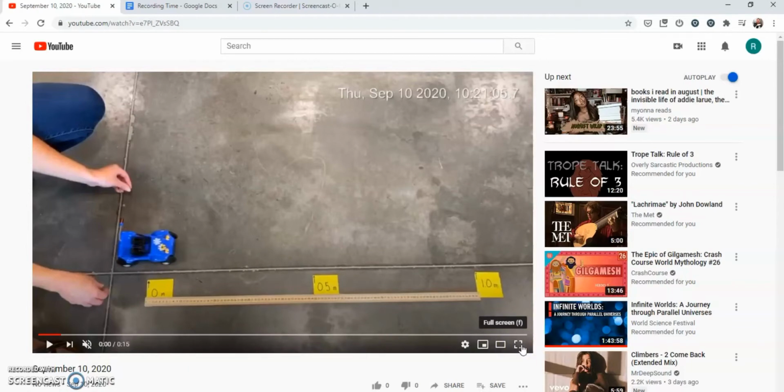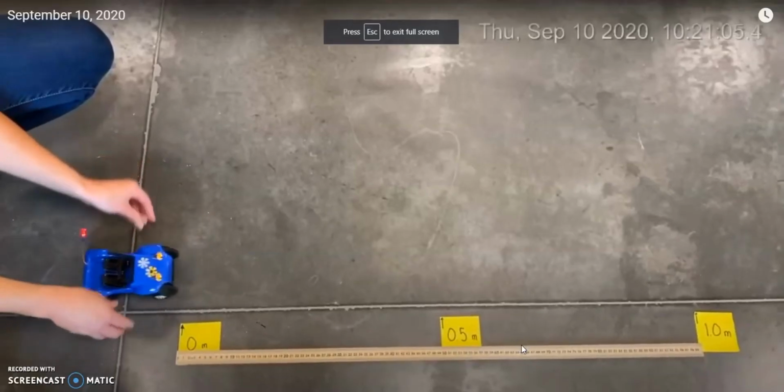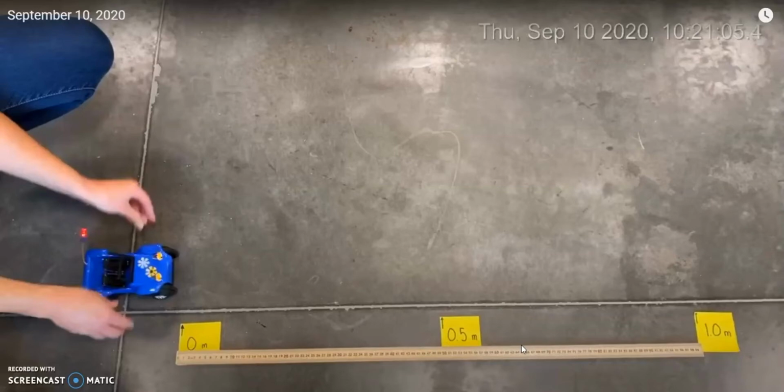A really useful tool, and you're going to need to use this, is that in full screen mode in YouTube, we can play around with the frame rates. So let's do this. Right now this is the very start of the cart moving, and we can see in the timestamp it starts at 10:21:05, and it's 05.4.